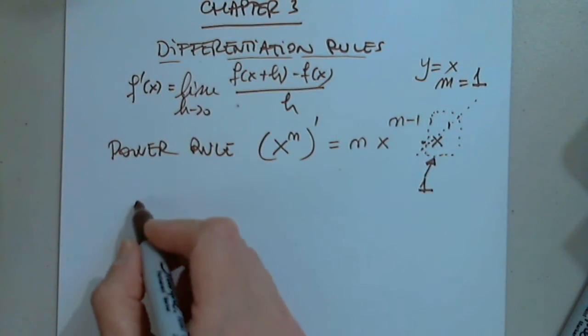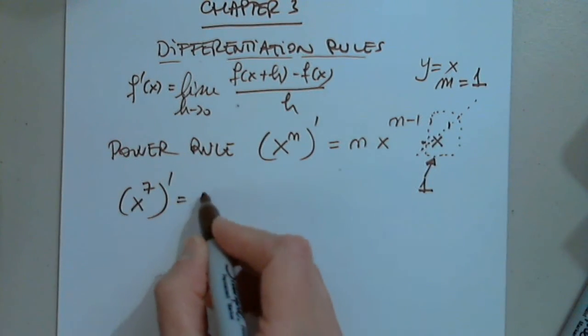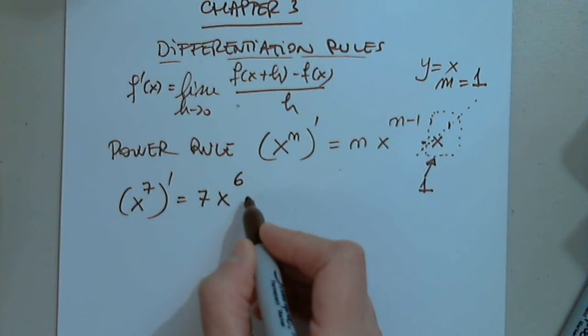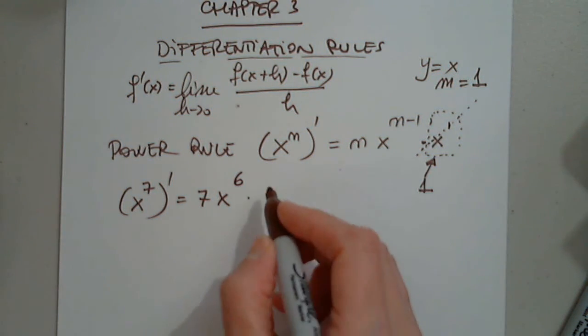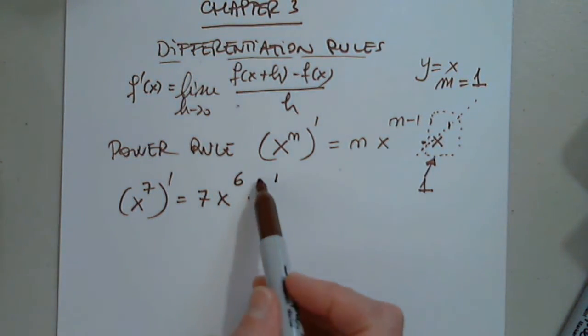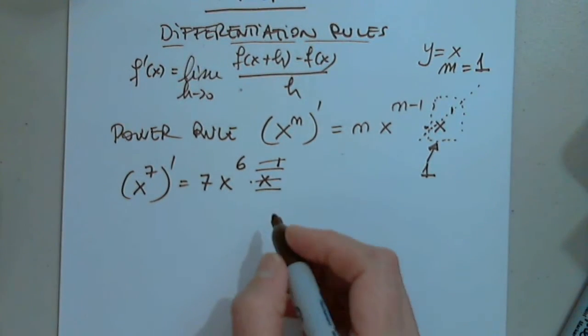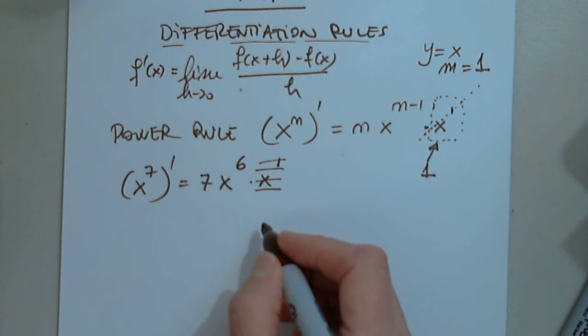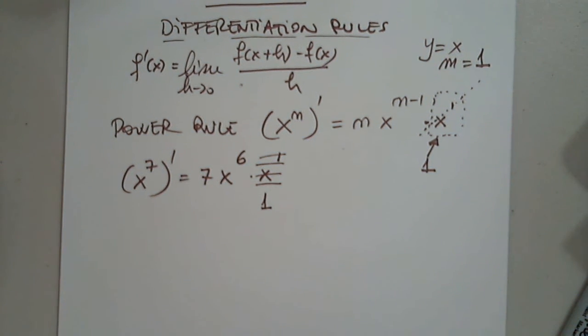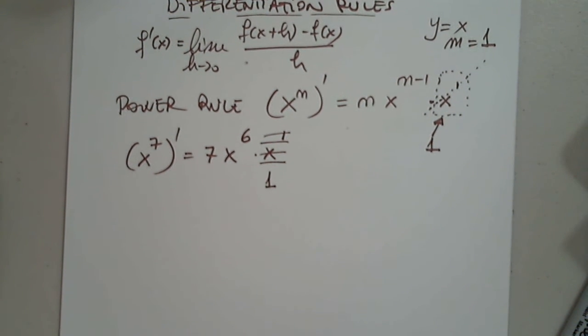So if I have, let's say, x to the 7th power, I have 7x to the 6th. I should write times x prime, but I will not. Why? Because x prime is 1. Thank you very much. That's why. Good.